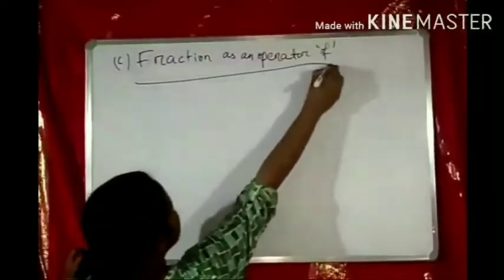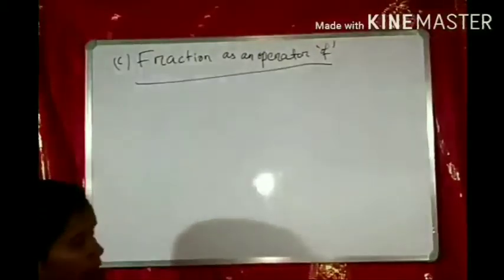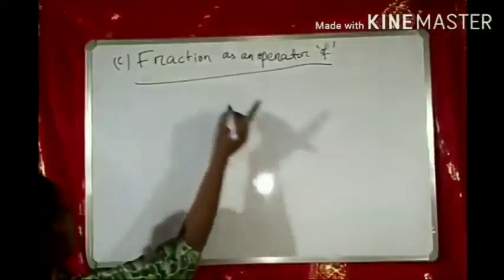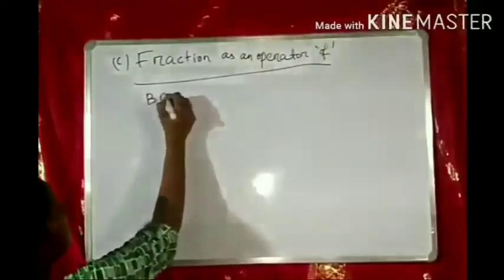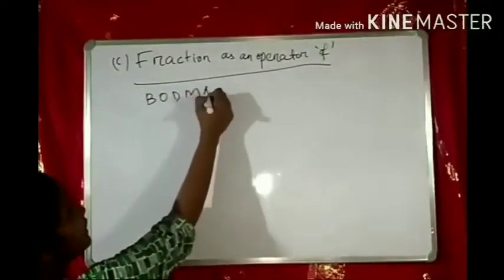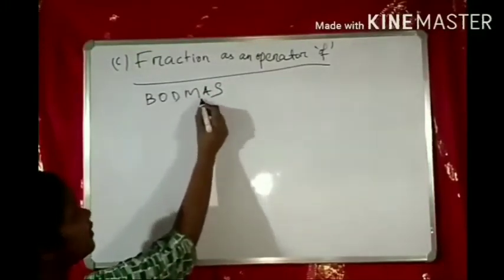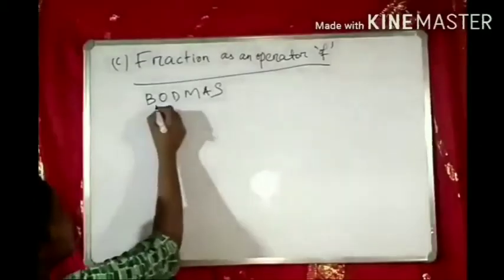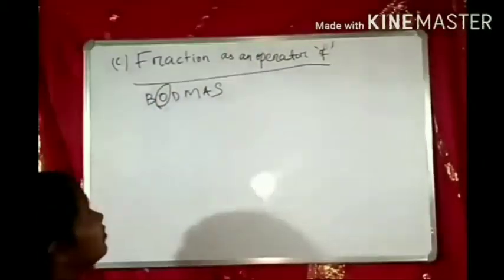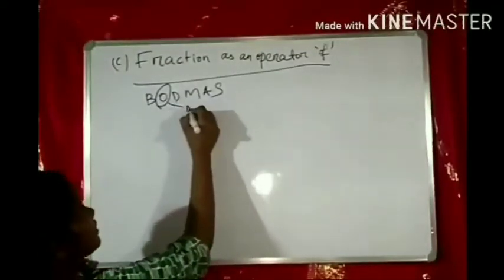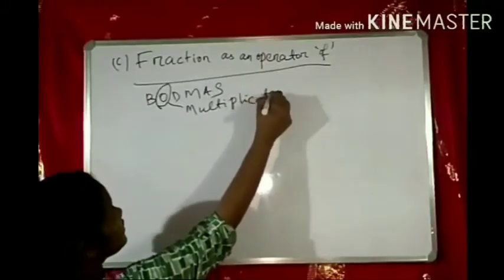So let's see fraction as an operator 'of'. Let's see the example. You have seen the BODMAS rule. In BODMAS, B is bracket, O is of, D is division, M is multiplication, A is addition, S is subtraction. So here one O is present. This O means 'of'. 'Of' means multiplication. Now we'll discuss this one.